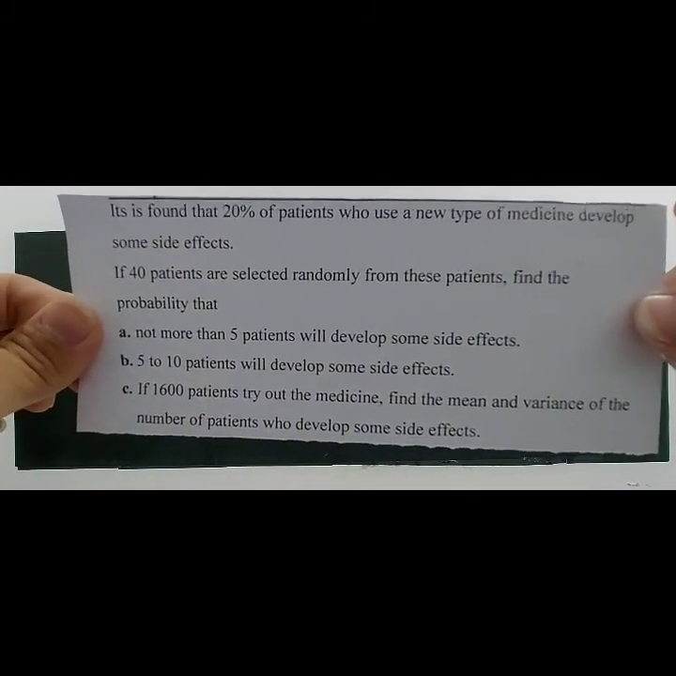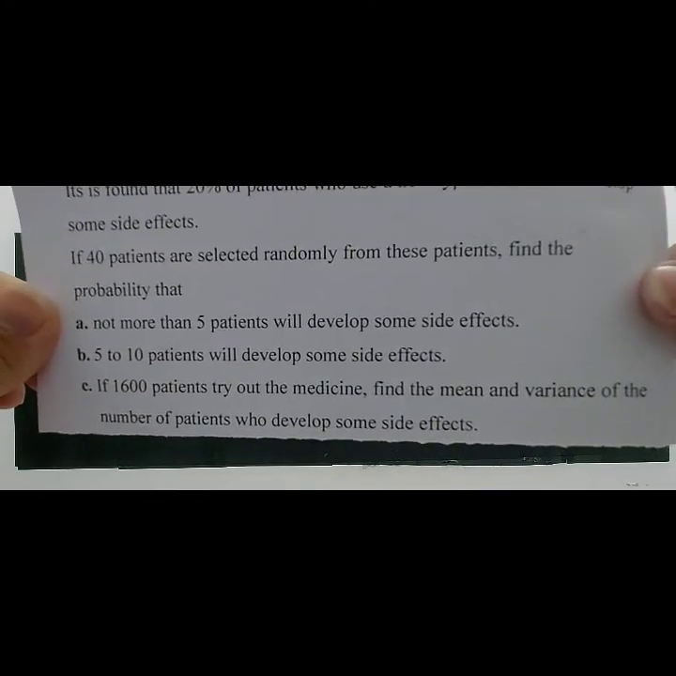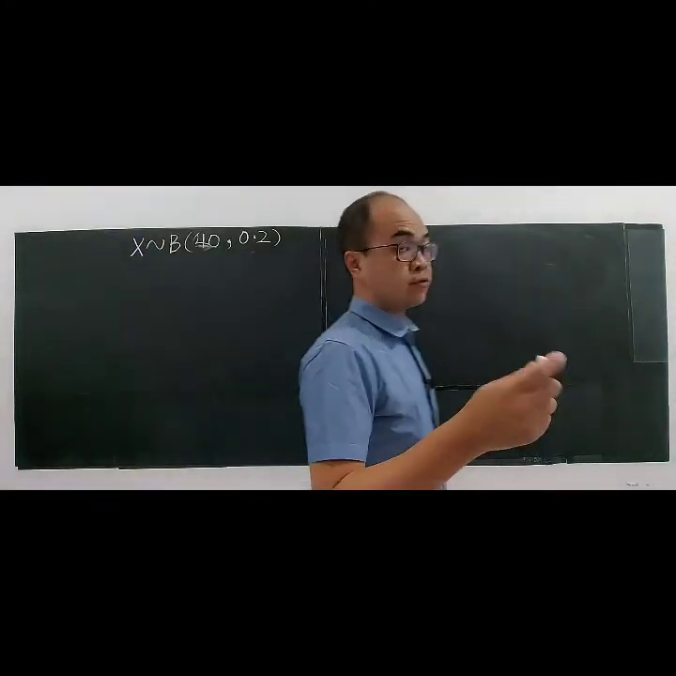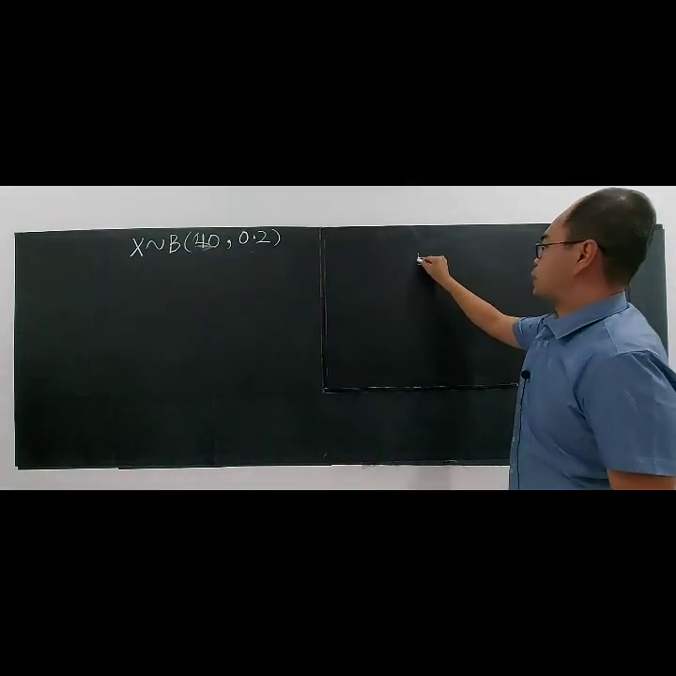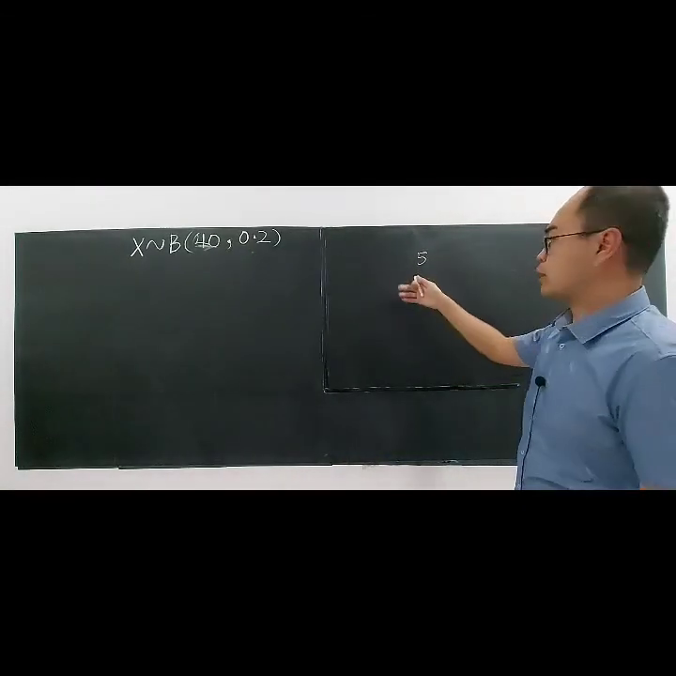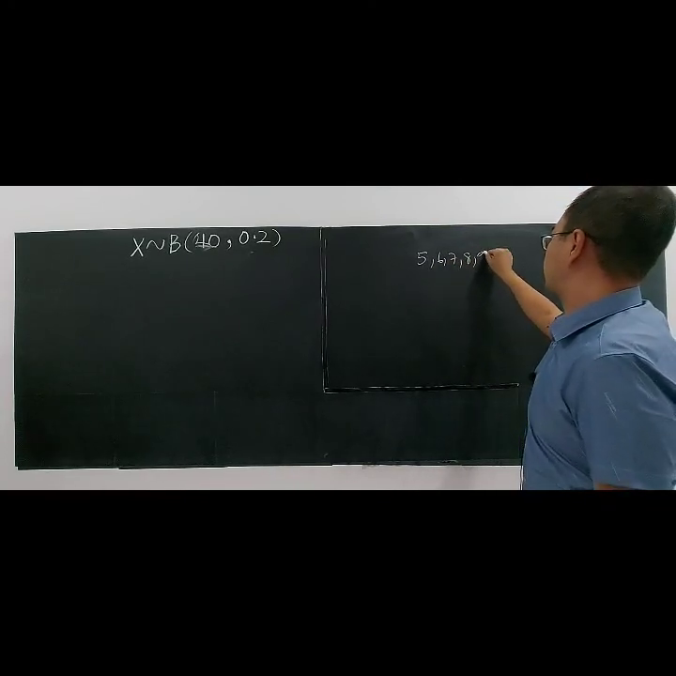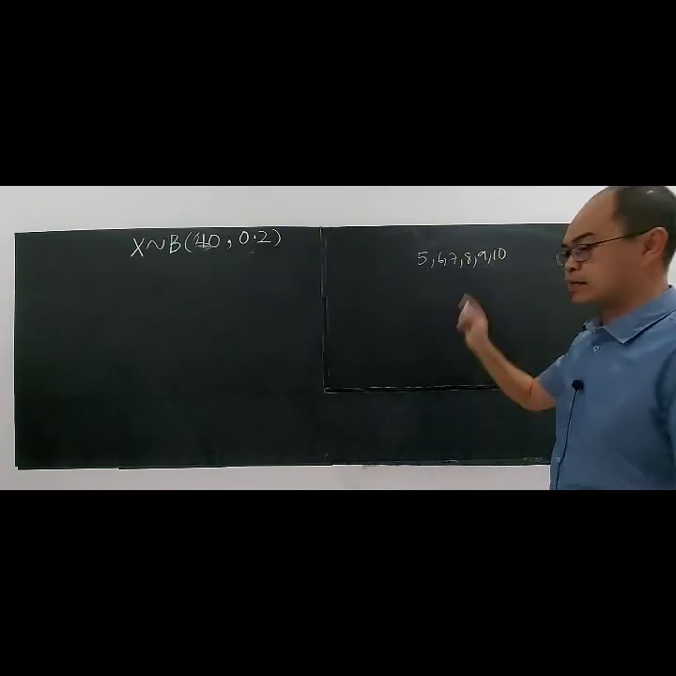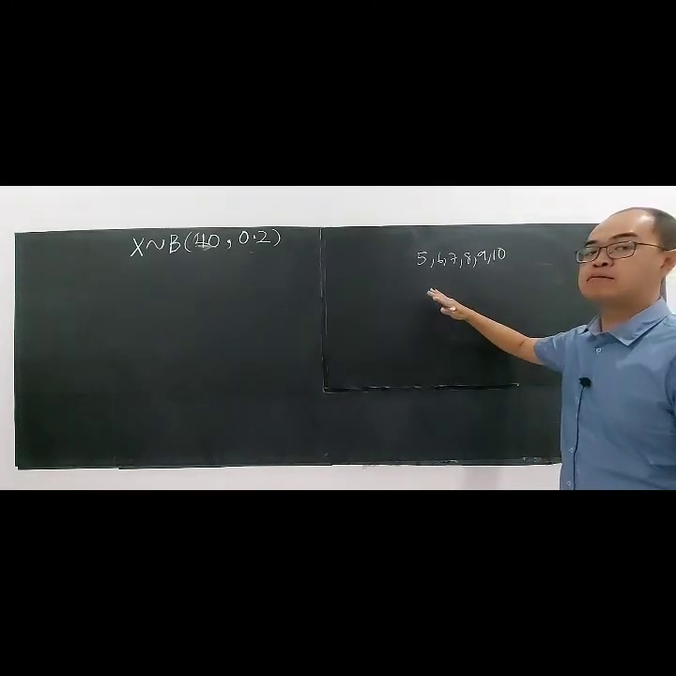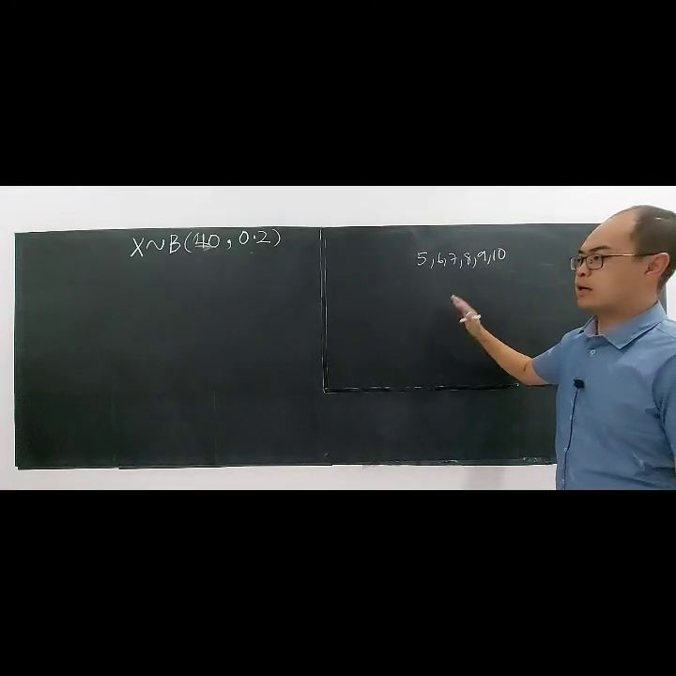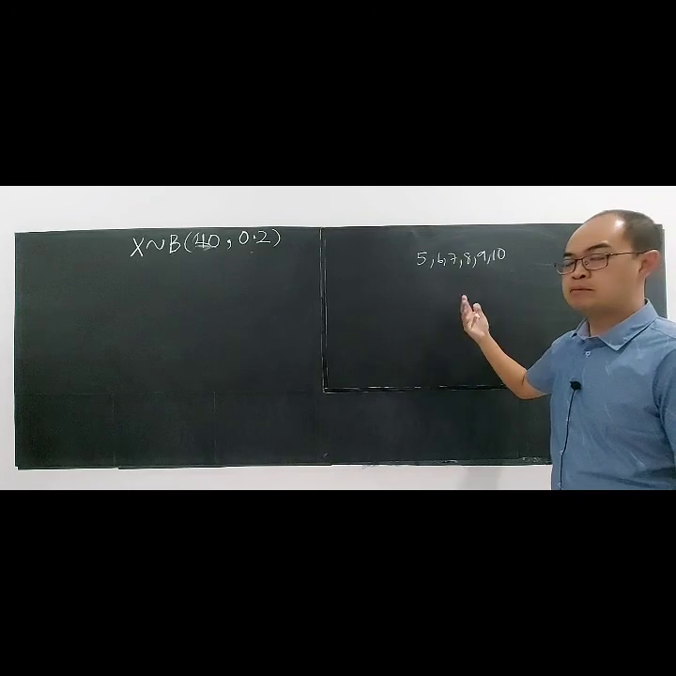5 to 10 patients will develop some side effect. What's the meaning of 5 to 10 patients? So you know that 5 to 10 patients means it can be 5 patients, right? Because they said 5 to 10. Can be 5, 6, 7, 8, 9, 10. Cannot be 11, right? They just said 5 to 10. So 5 is also possible, 10 is also possible.